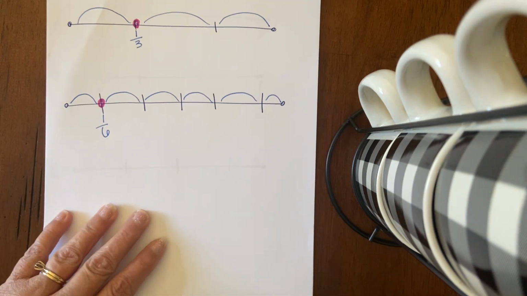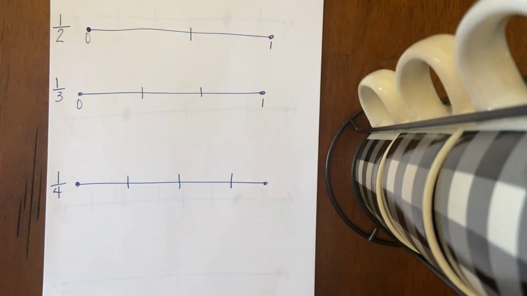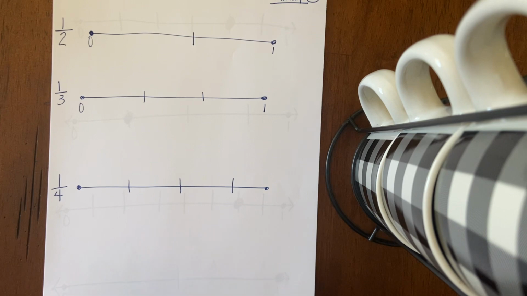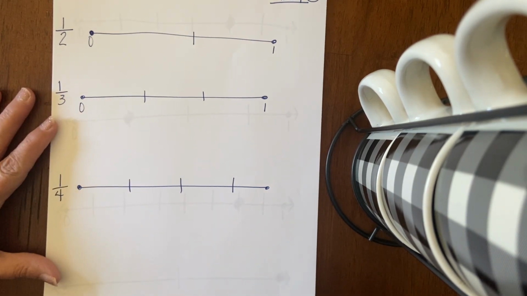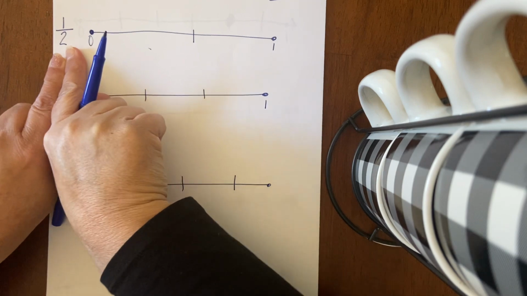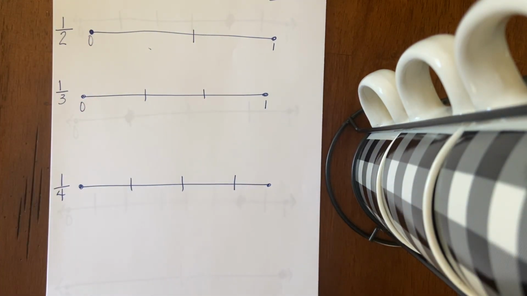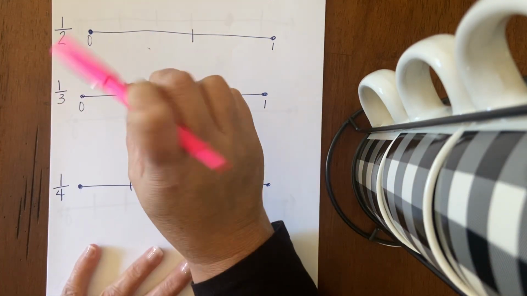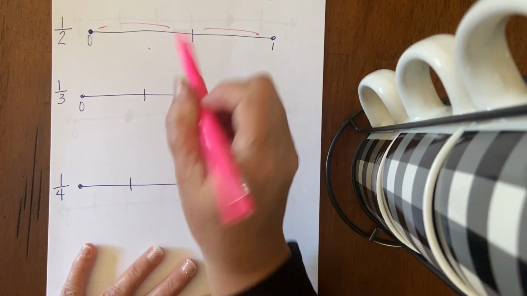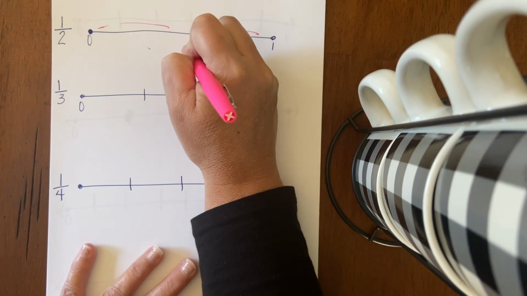On Thursday, you are also going to be working with fractions on a number line. This time, we're going to move it just another step further. Again, you're going to have a partitioned number line. This time, it's telling me what fraction I want to label on the number line. This fraction is 1/2. So I want to label 1/2 on my number line. So I see I have 2 equal parts. 1/2 would be right here.